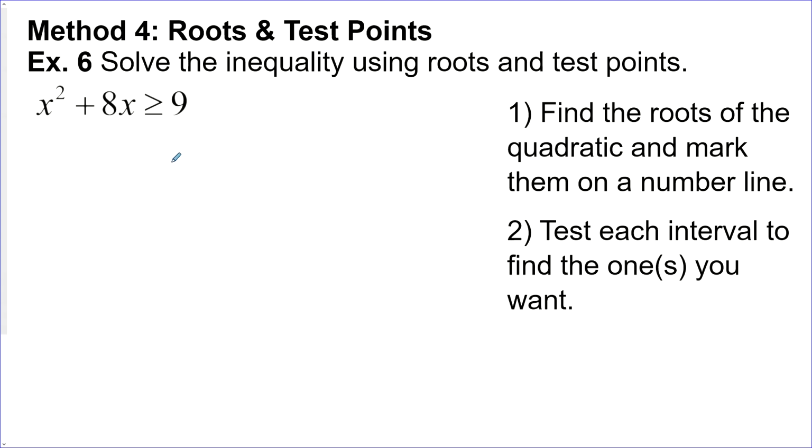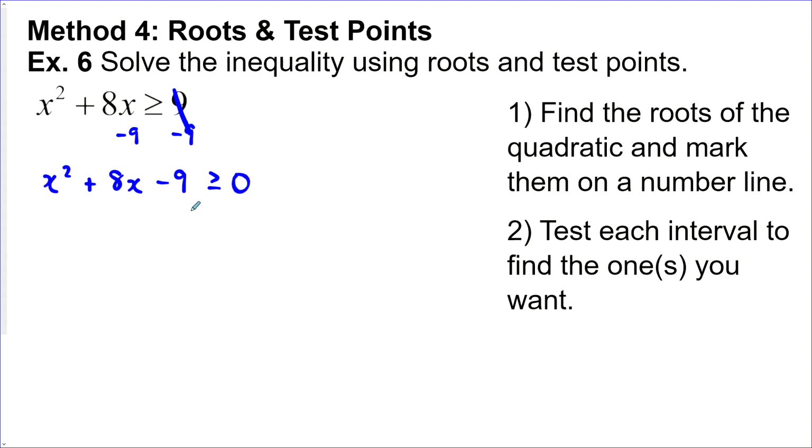Our last algebraic method that we're going to go through is roots and test points. So let's solve this inequality. The first thing we notice is there's a 9 on this side. We want to move that over. We never want a number over here because it's more complicated to compare. We wanted 0 so that we can just see if this side is negative or positive.